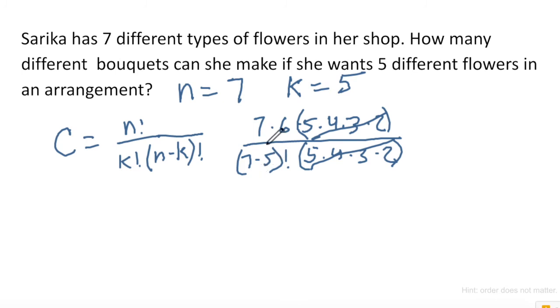That's 2 factorial. So what we get, again, is pretty simple here. 7 times 6 is 42 over 2. And that is 21. So our answer here is 21. That whole thing works out to 21 different flower arrangements.